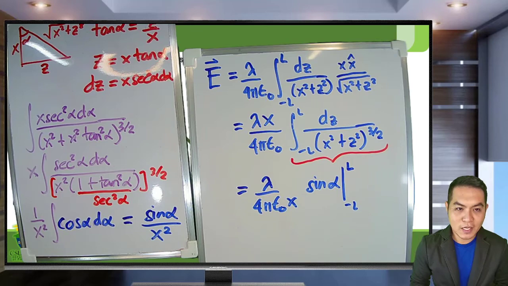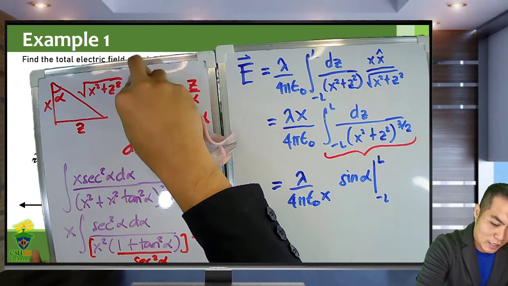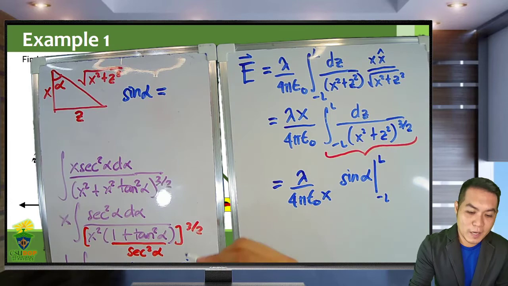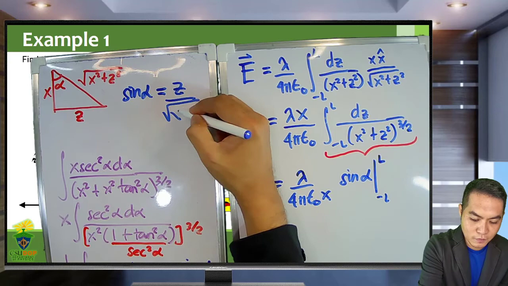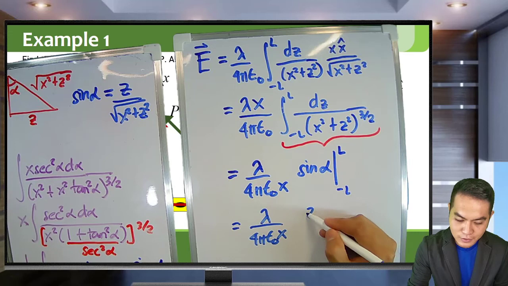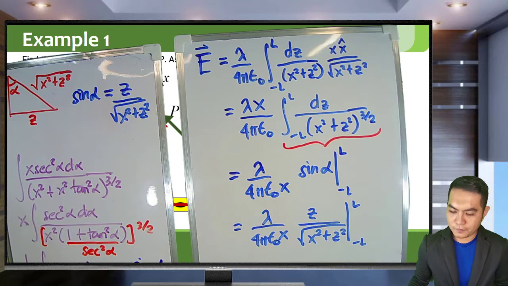So let's go back to our right triangle here. So what is sine alpha? From this right triangle here, sine alpha is just opposite over hypotenuse. So the opposite of alpha is z, and the hypotenuse is square root of x squared plus z squared. So meaning, we have lambda over 4 pi epsilon naught x, and sine alpha is actually just z over square root of x squared plus z squared, and you evaluate this sine alpha from negative L to positive L.